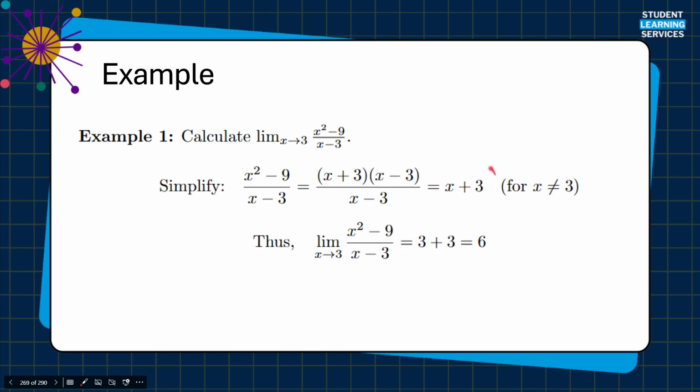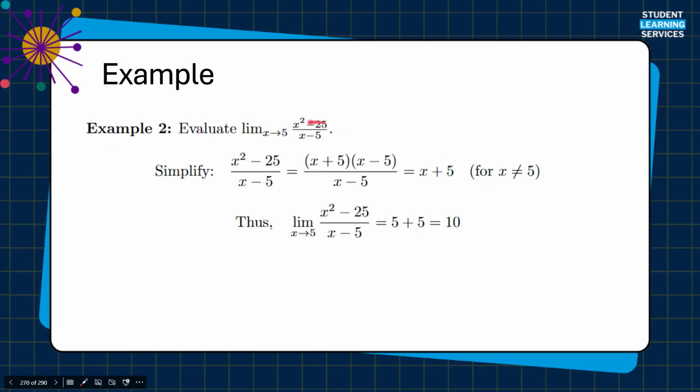If you draw the graph of this expression, you'll see that it is safe to plug in, because the limit is just the one that you expected. Here's another example. Again, we use the difference of squares to cancel out the x minus 5, because as x approaches 5, x will never be equal to 5. And then we plug in.